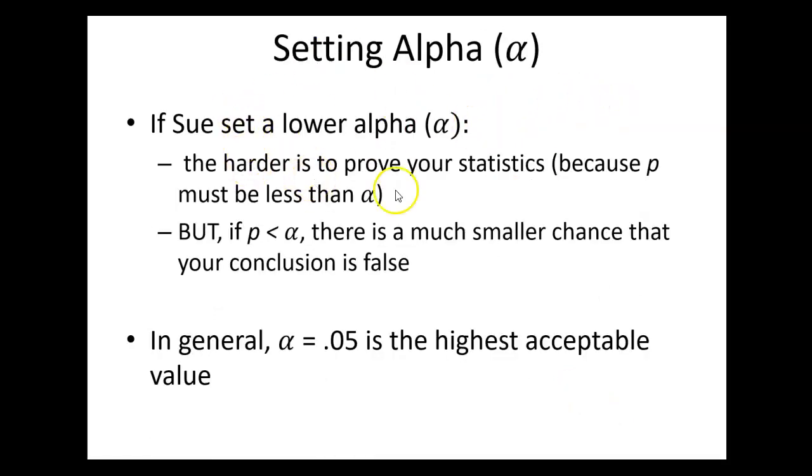Now, if Sue had set a lower alpha, then she might not have found statistical significance. Okay? So if you set a lower alpha, such as 0.01, a couple of things happen. One, it's harder to prove your statistics are actually true. But you have a much smaller chance that your conclusion is false. In general, in research, you won't see alpha levels any higher than 0.05. In exercise and health science research, this is generally what people use, 0.05, but you might also see 0.01.